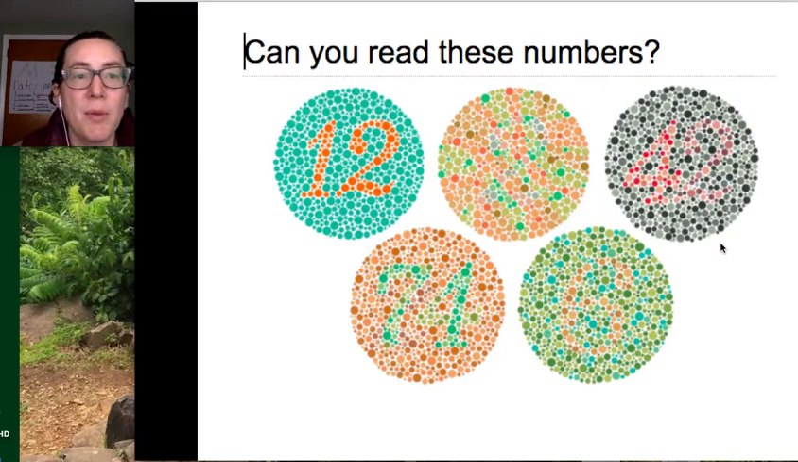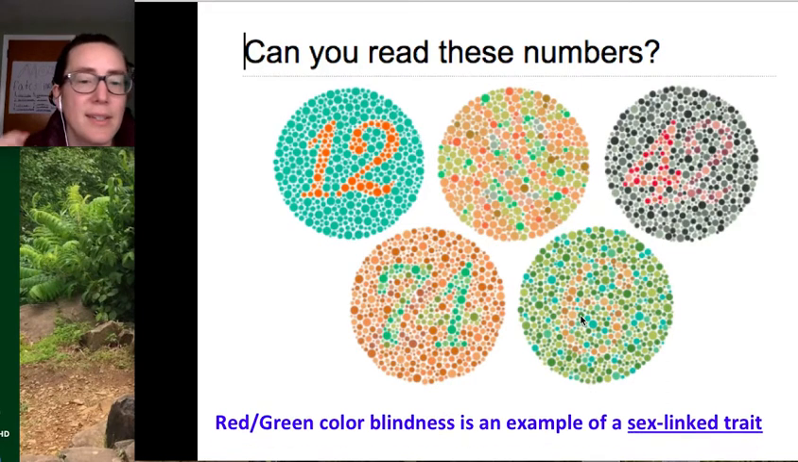So maybe you can see these, maybe you can't. This is 12, this is 2, this is 42, this is 74, and this is 6. So this is an example of a sex-linked trait. Red-green color blindness is an example of this.